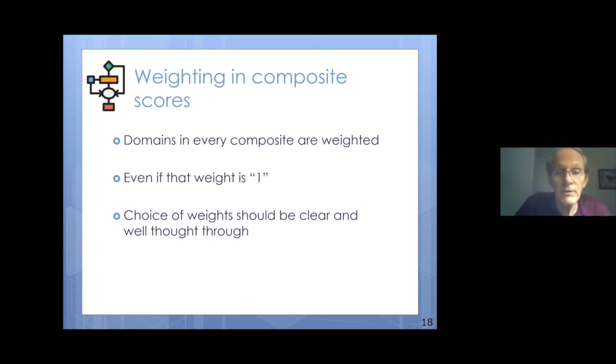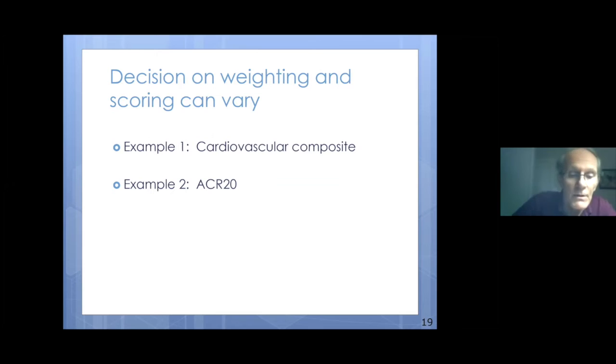Let us consider in greater detail weighting in composite scores. Domains in every composite are weighted, even if that weight is 1. The choice of the weights should be clear and well thought through. To illustrate some decisions on weighting, 2 examples are provided. The first is from cardiology, a medical discipline with a long history of using composite outcomes. The second is a well-known composite in rheumatoid arthritis that was the focus of the first OMERACT over 2 decades ago.